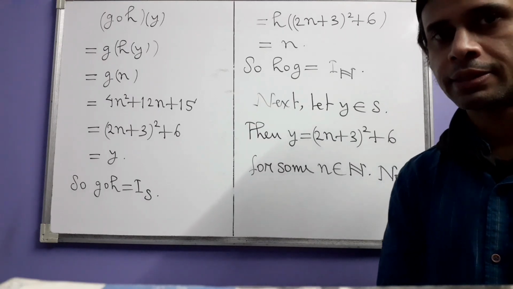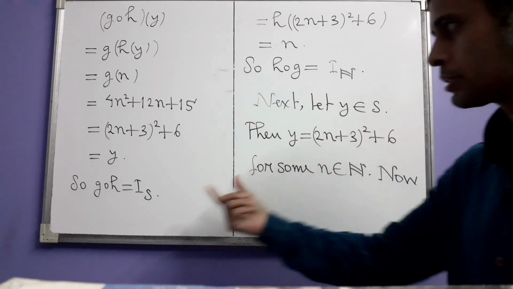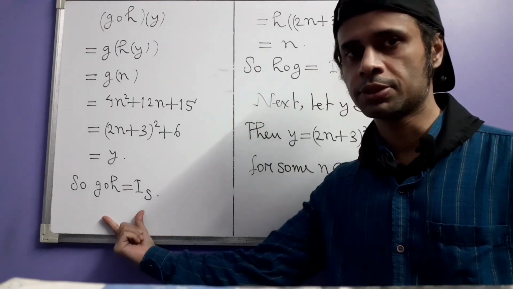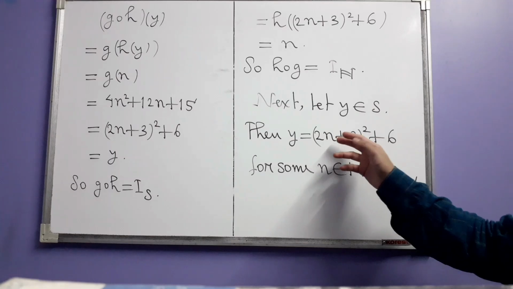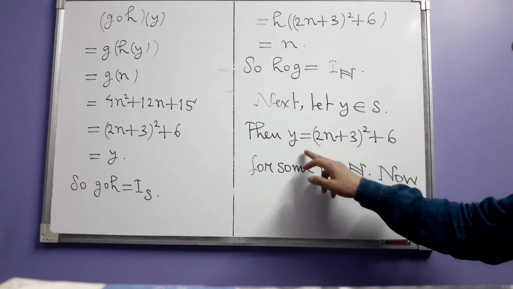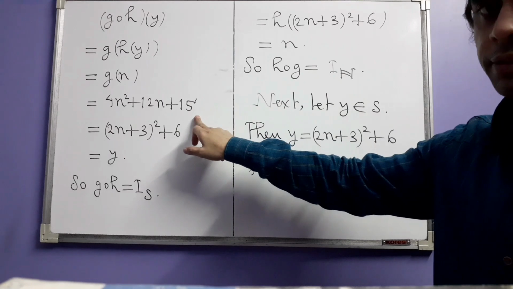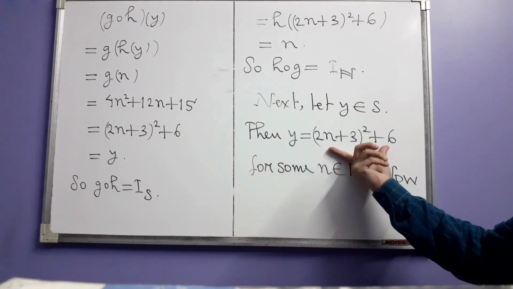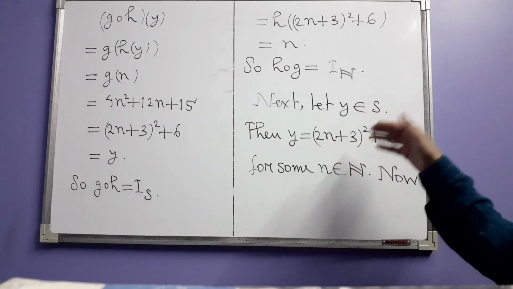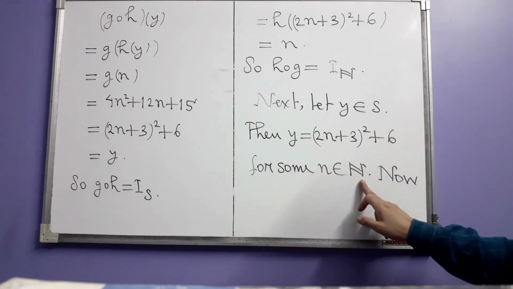And for the other equation, we take any element y in S, because now we have to show this. G composition H should be the identity map on S. And again, same thing. Y originally looks like this, 4n square plus 12n plus 15 for some positive integer n. But you already know that that is equal to this. So straight away we have written just that. Y is equal to this for some positive integer n.